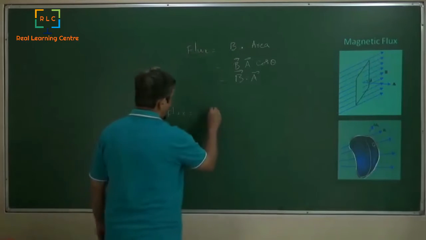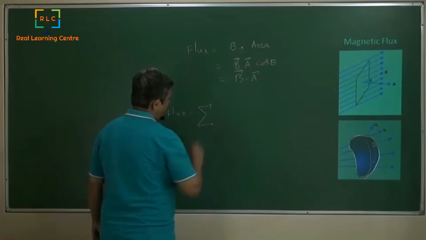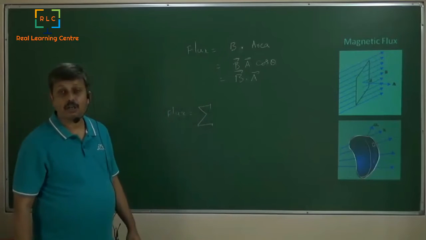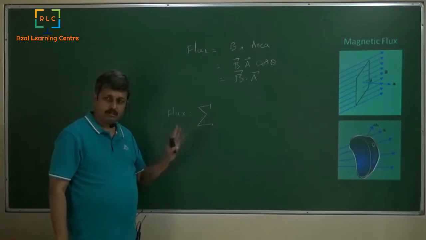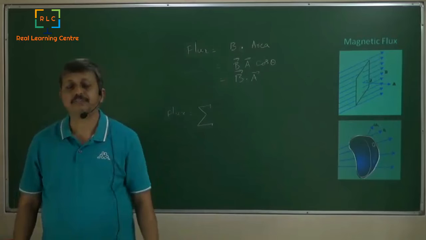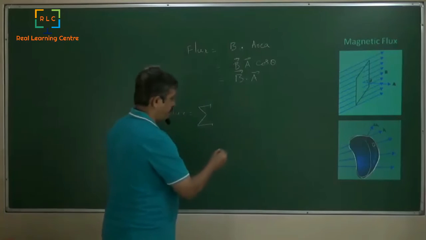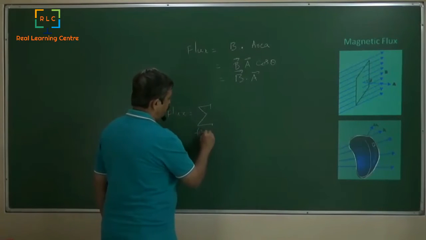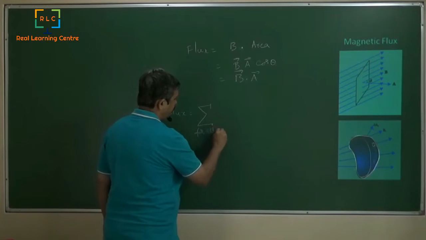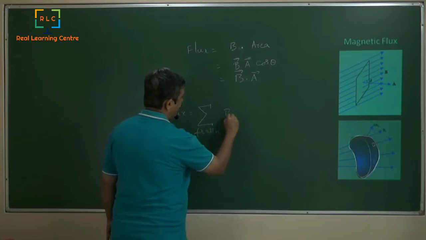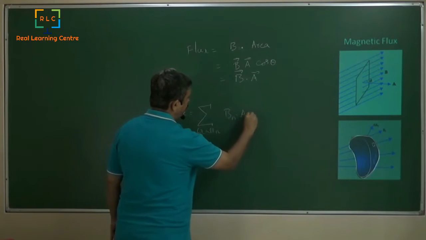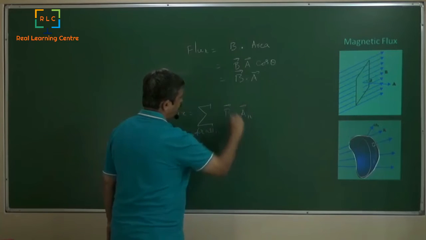So we will use the word summation for that. This is nothing but addition. So do not always get worried about this symbol. This simply means addition. I'm going to add all the small pieces. For all small pieces, for all n, I'm going to say Bn dot An, like this.